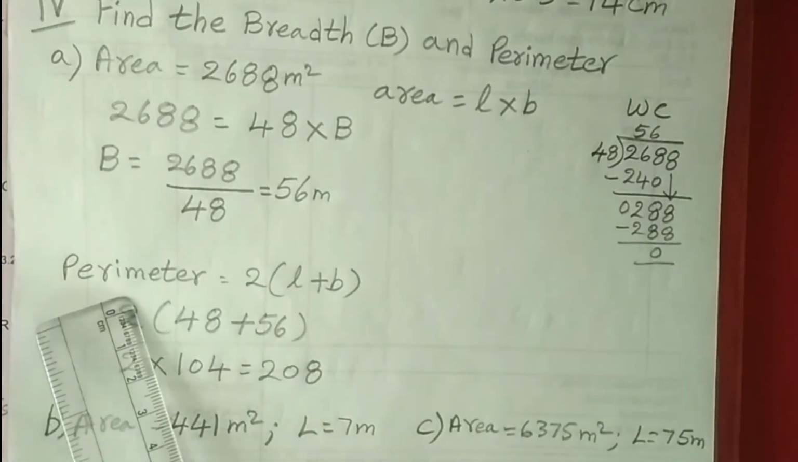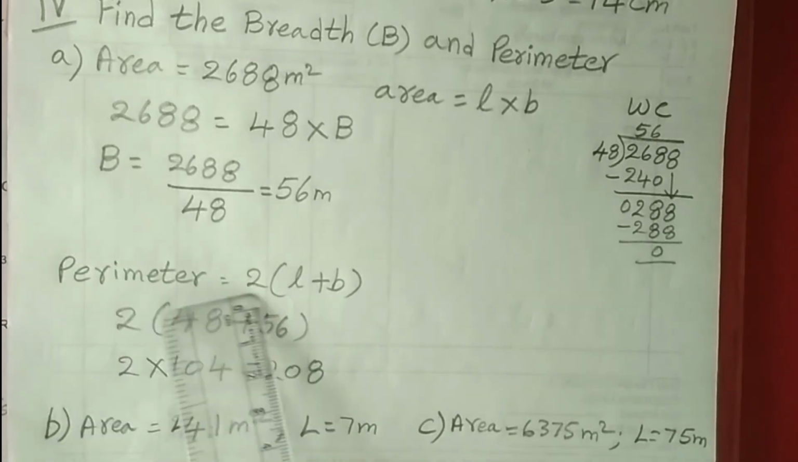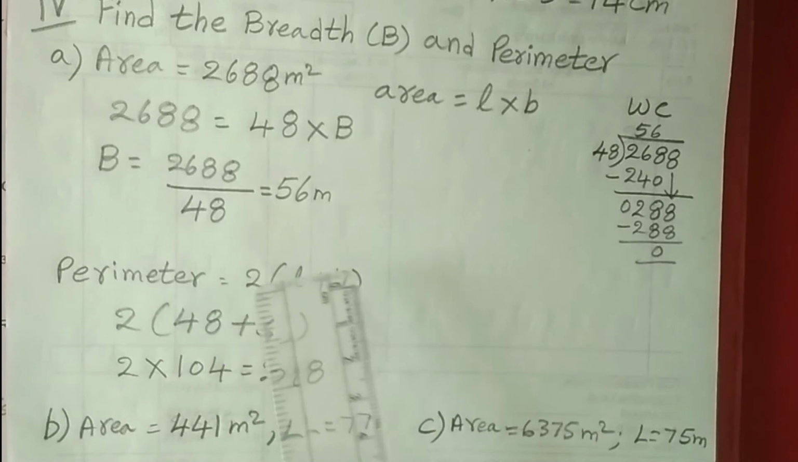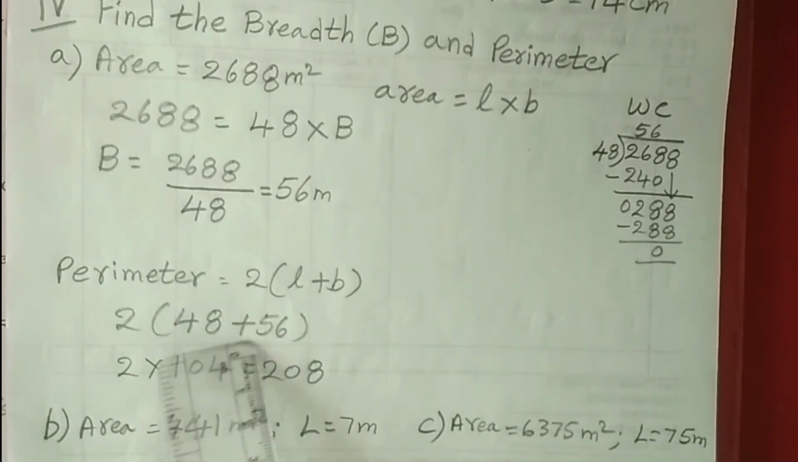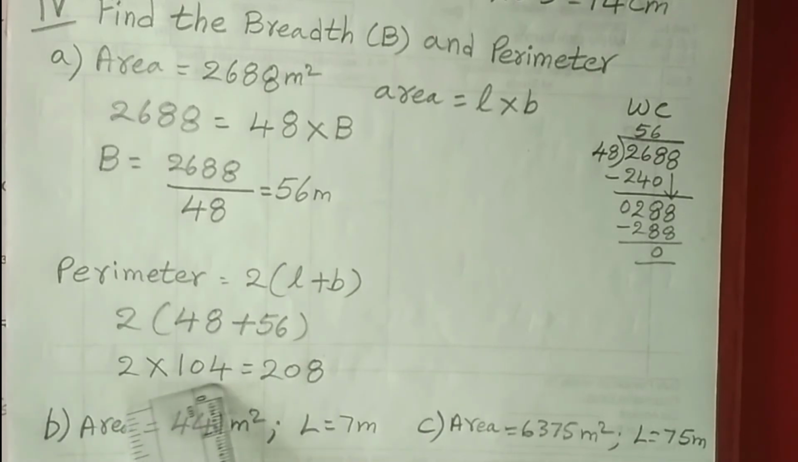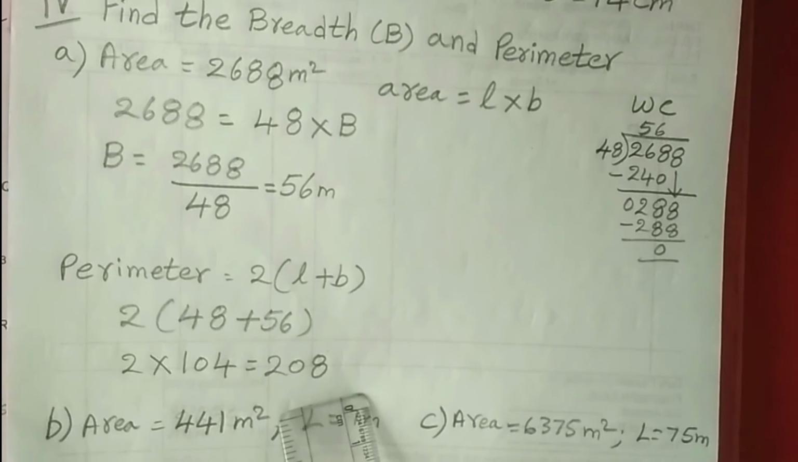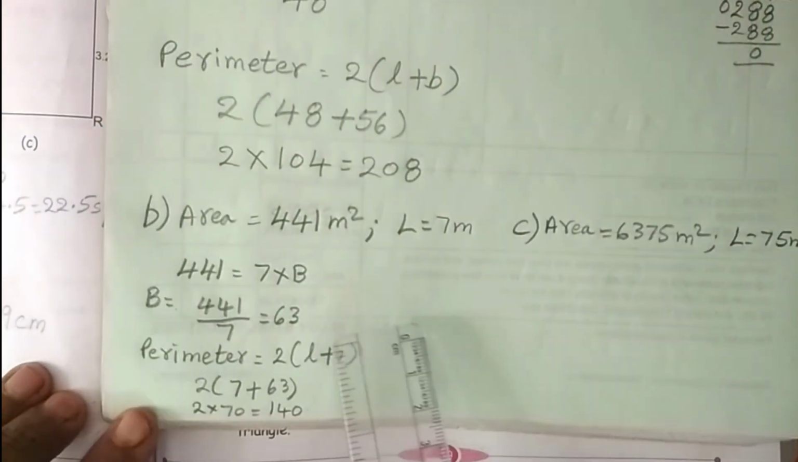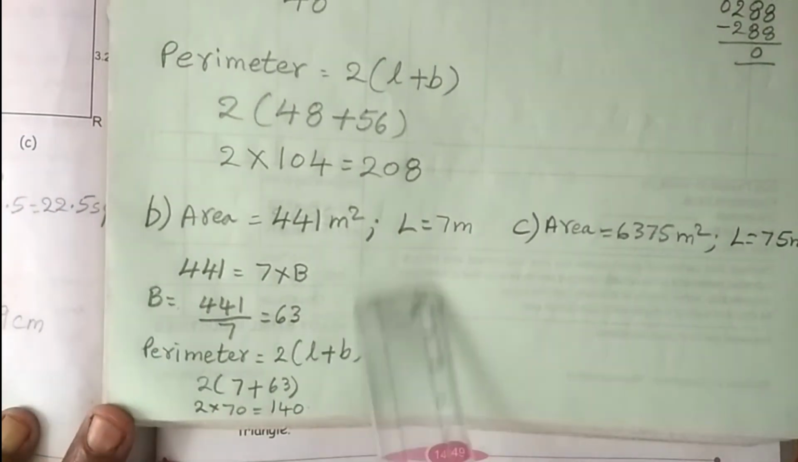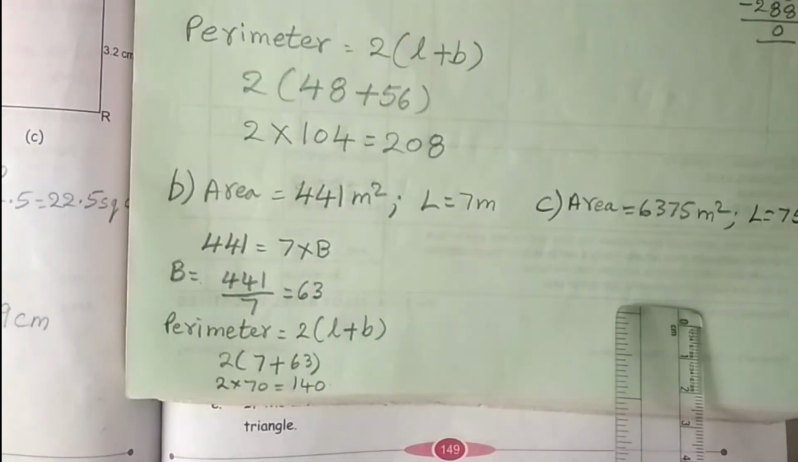Likewise, you have to find out the perimeter of a rectangle. So what's the formula for this? 2 into length plus breadth. So 48 plus 56. How much is it? 104 into 2. So the answer is 208. Likewise, the B bit and C bit, you do it on your own.